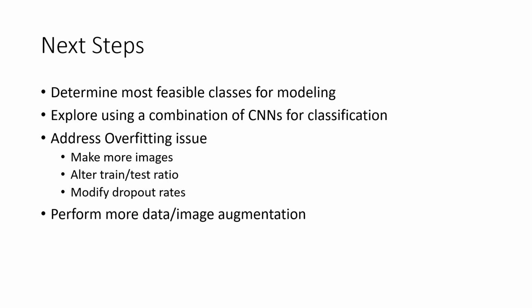So next steps for this coming week: determine the most feasible data for modeling to ultimately classify and identify a vehicle from an image. Explore using a combination or an ensemble of convolutional neural networks. Maybe that'll help, or maybe a multi-model approach might address the overfitting, like I've been saying, and keep performing more data slash image augmentation, because that seems to really boost our results in training time.